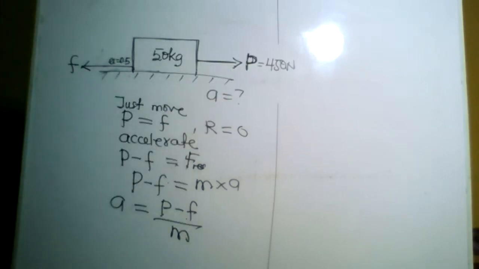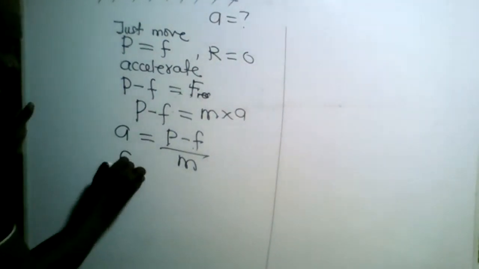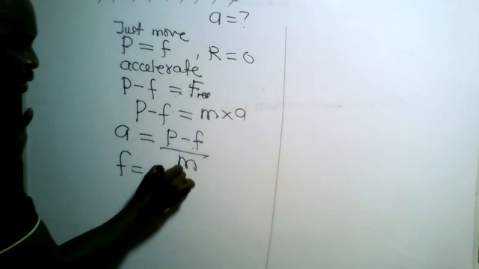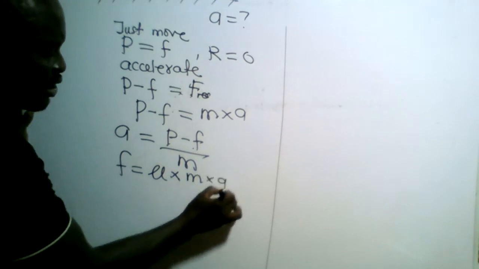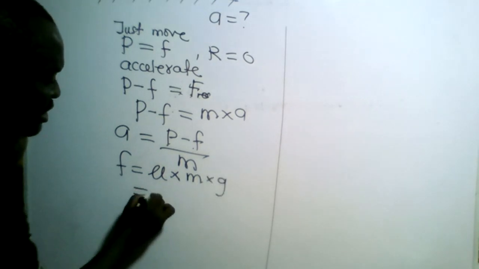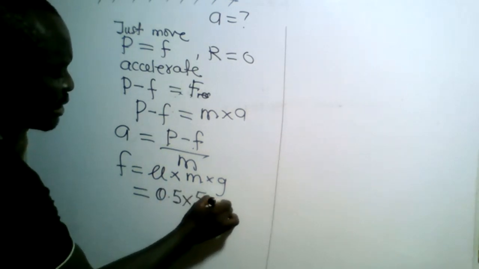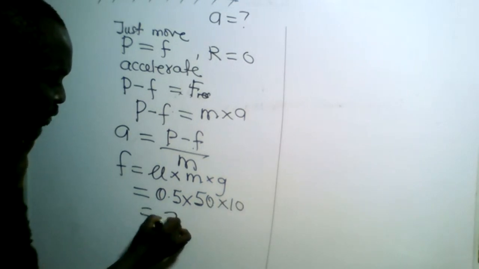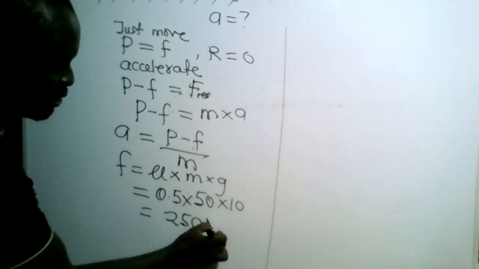Okay, we have 450 for P. We have to find frictional force, and we know frictional force is mu times the reaction. The reaction is from the ground. This will give us 250 Newton.